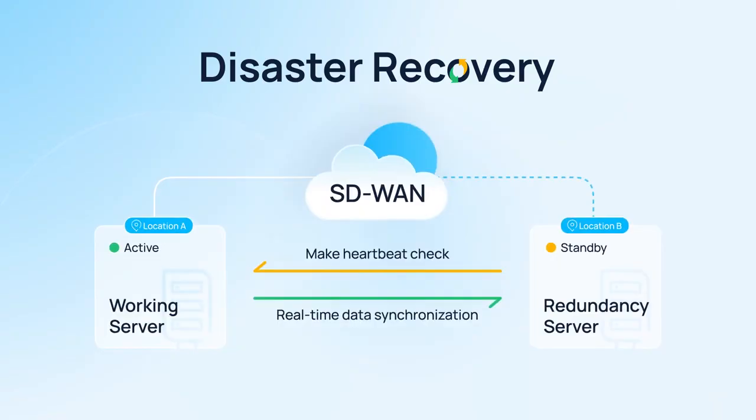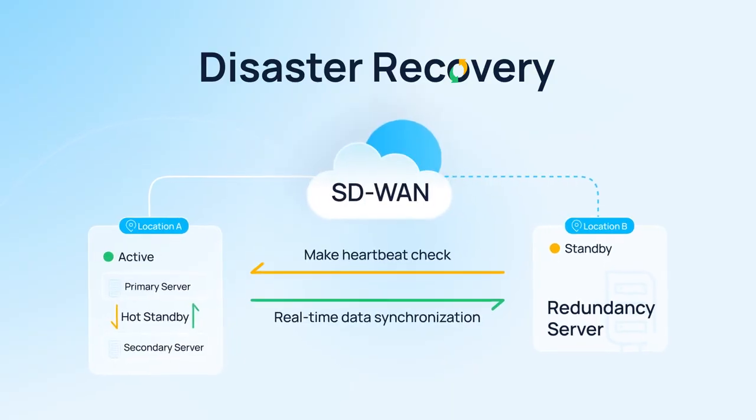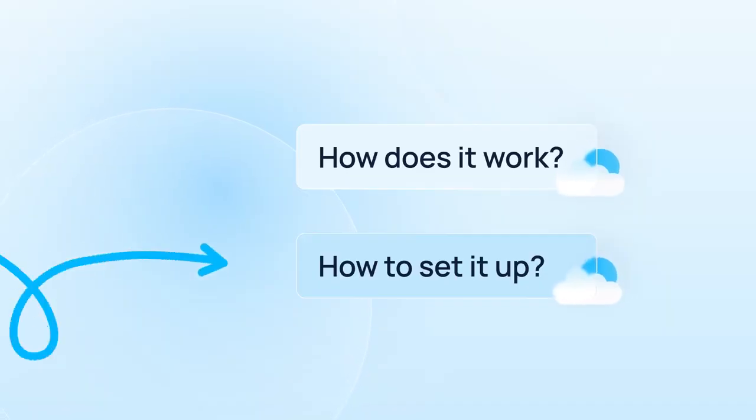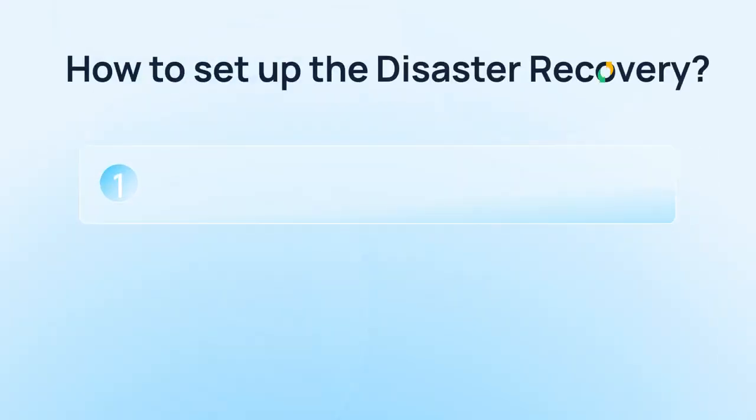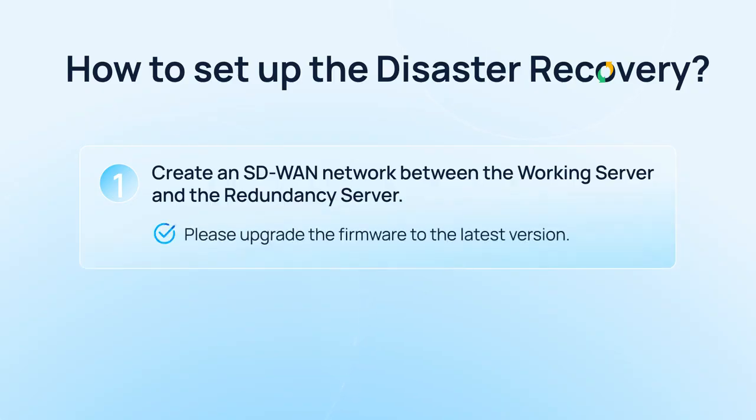Of course, you have the option to pair the disaster recovery remote with hot standby in local to obtain a double guarantee. Okay, now let's find out how to set up the disaster recovery. For the first step, we need to create an SD-WAN network between the working server and the redundancy server. Please make sure the firmware has been upgraded to the latest version.